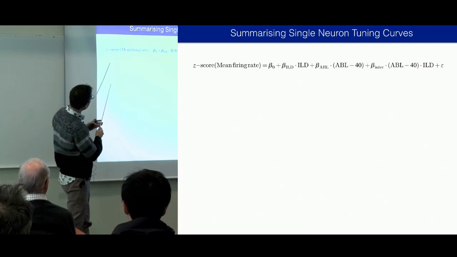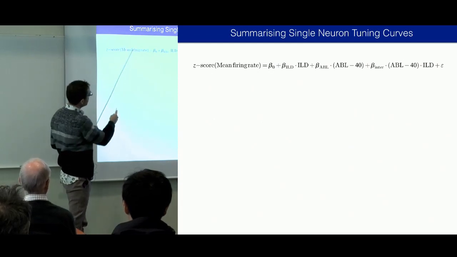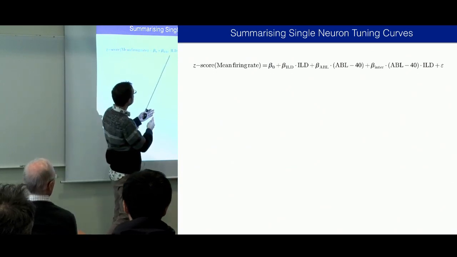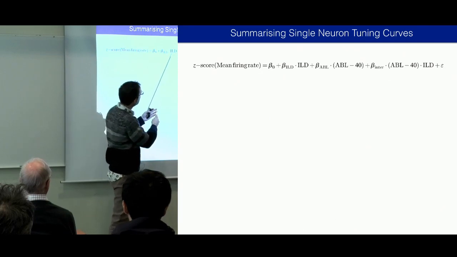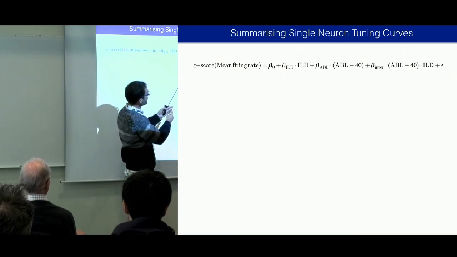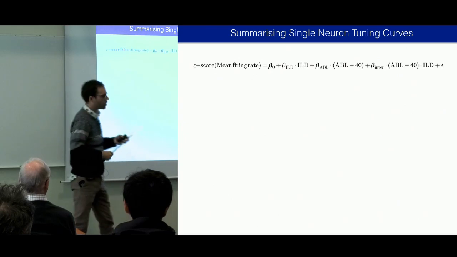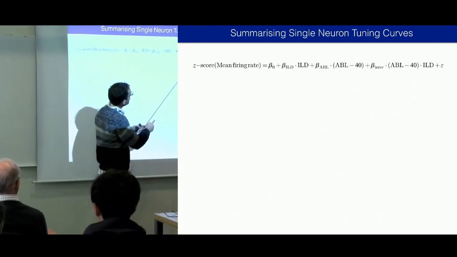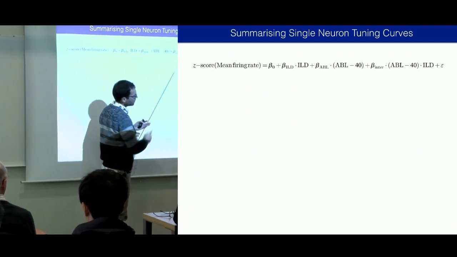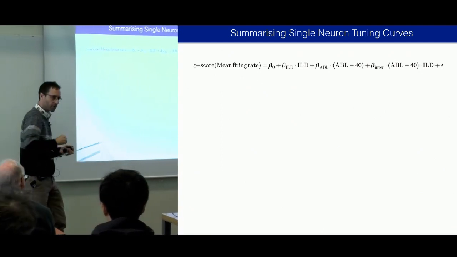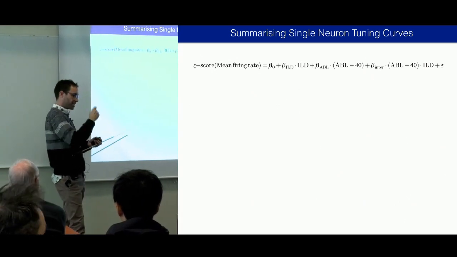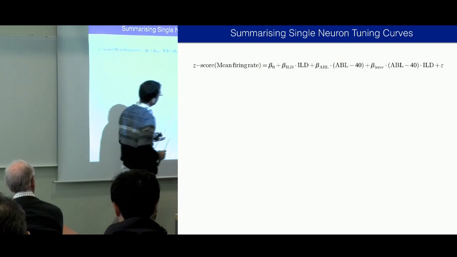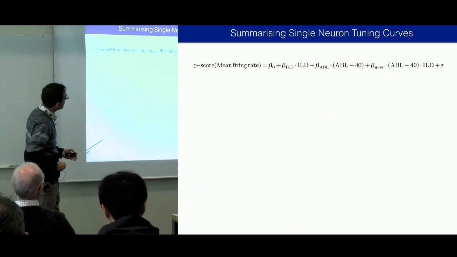The way we quantify it is we regress the z-scored firing rate on 3 regressors. Okay, one is ILD, so lateralization. Another one is overall intensity, and we subtract 40 because we want each of the regressors to be centered. Okay, and then we have an interaction term, because conceivably you saw maybe in some of the plots loudness might change the way lateralization affects the neurons. Okay, so we quantify that with this third regressor. And so what do we see?